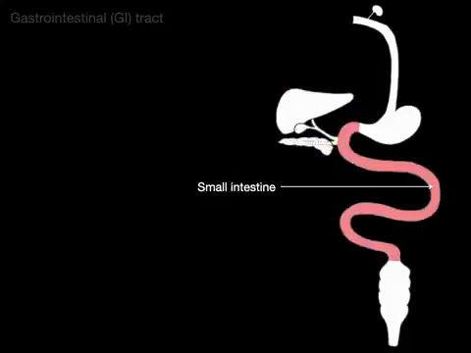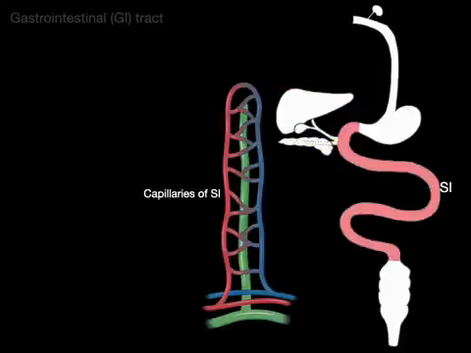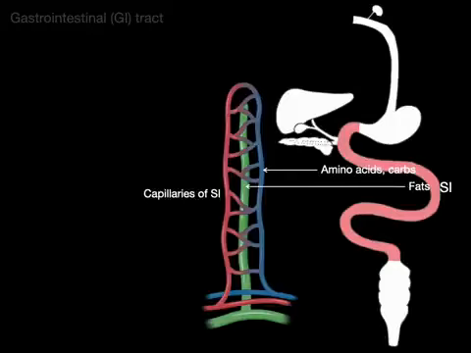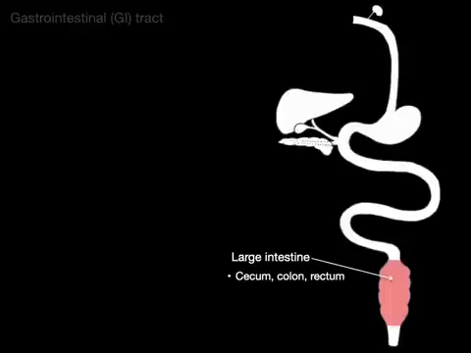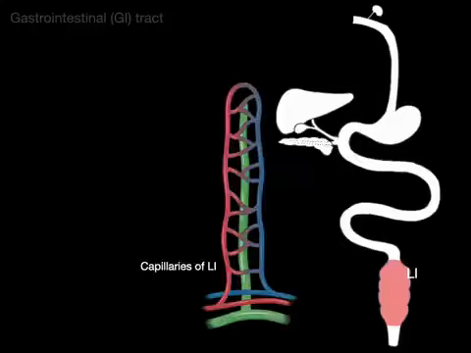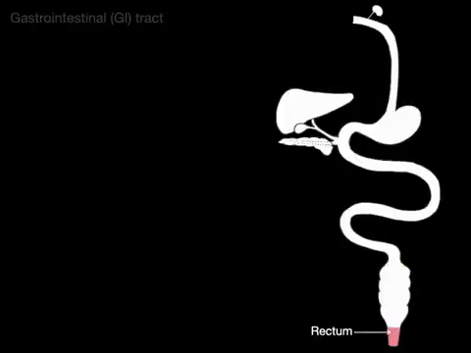The rest of the small intestine, duodenum, jejunum, and ileum, is where the absorption of nutrients take place. So we have amino acids and carbohydrates that go into the systemic capillaries and fats that go into the central lacteals. The large intestine, cecum, the colon, and rectum, this is where the absorption of water and salts take place. And so salts, water, and fat-soluble vitamins. And then the rectum and anus, and we're out.